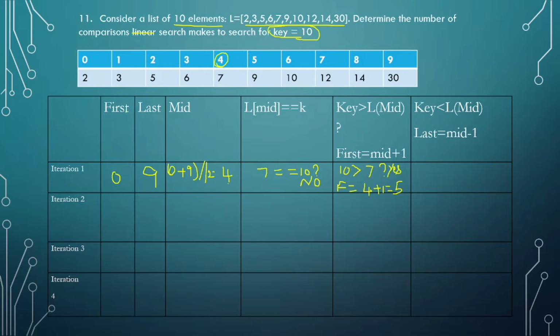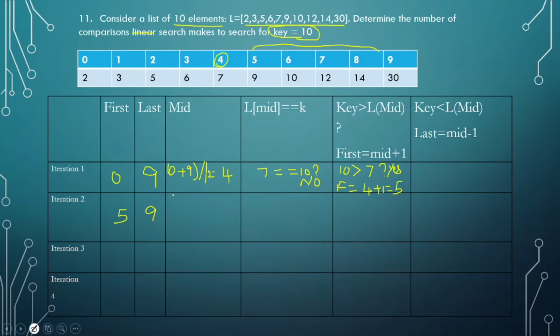Again, you are going to set first. Just change it to 5. So first is 5 and last is 9. Now the searching will happen from here to here only. So this part will be omitted. The left side part will be omitted.